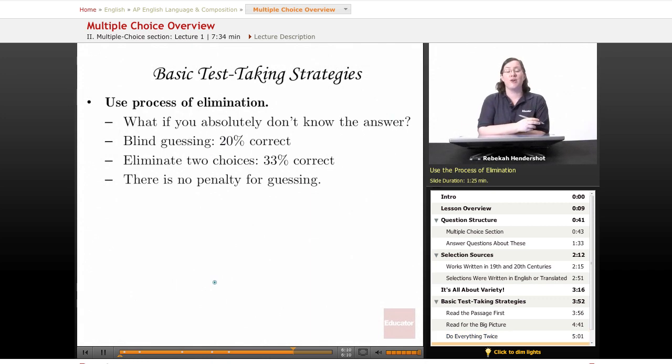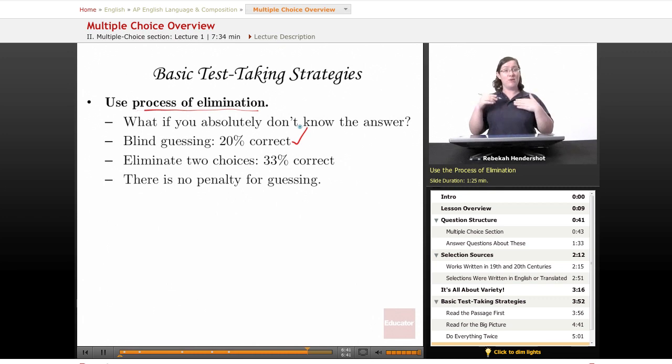All right, process of elimination. This is going to be your best friend on this test. Process of elimination. What if you absolutely don't know the answer? Oh no, I don't know what I'm doing. Well, here's what you do. If you guess completely blind, the test is in a language you don't speak, you have no idea, you're just circling those, you're seeing it out, as the saying goes, just circle C all the time. Well, you'll get about 20% of those answers correct, and you probably won't get a really great score.